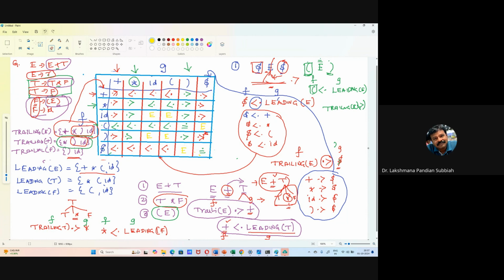Right, we can stop here. So this is the way of finding the relation between each terminal for operator precedence parsing. In the next classes we will see how we use that relation for shift-reduce parsing. Then we construct the operator precedence parsing table using the precedence relations, correct? Clear? Okay. Shall we wind up?